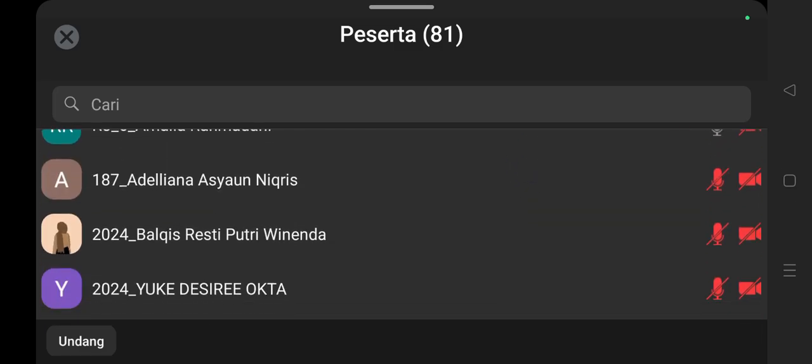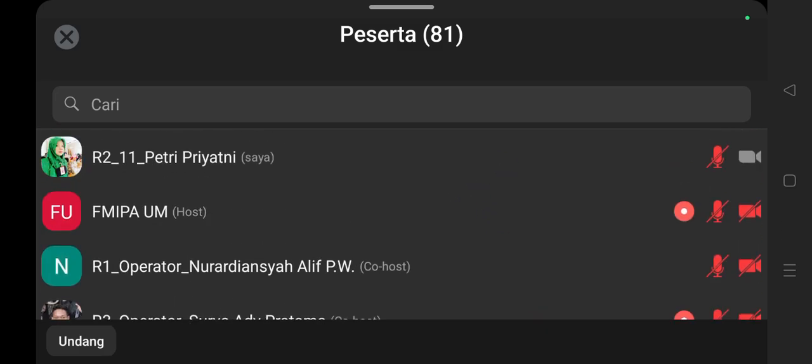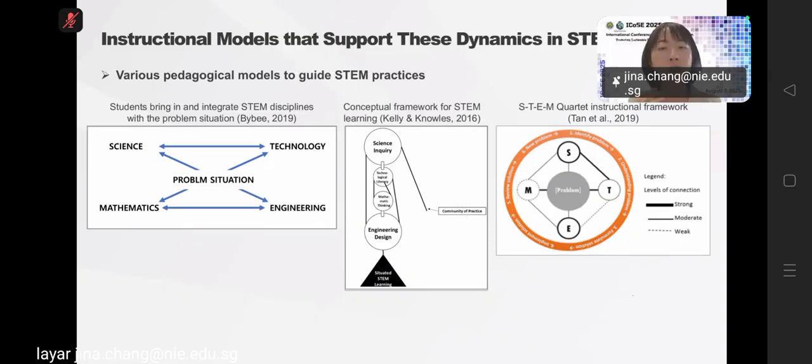It visualizes the strength of the connection among STEM domains, so that different problems may require stronger or weaker interdisciplinary links depending on the problem.